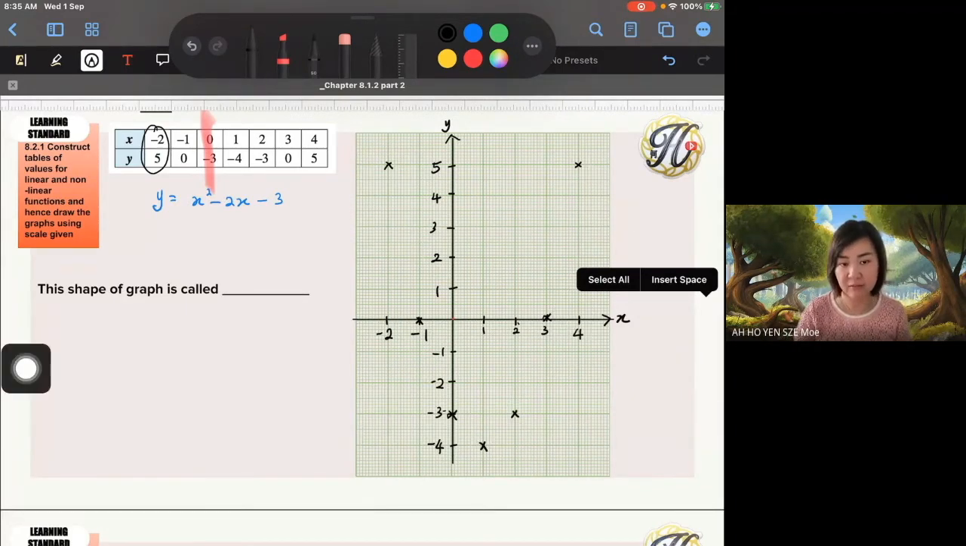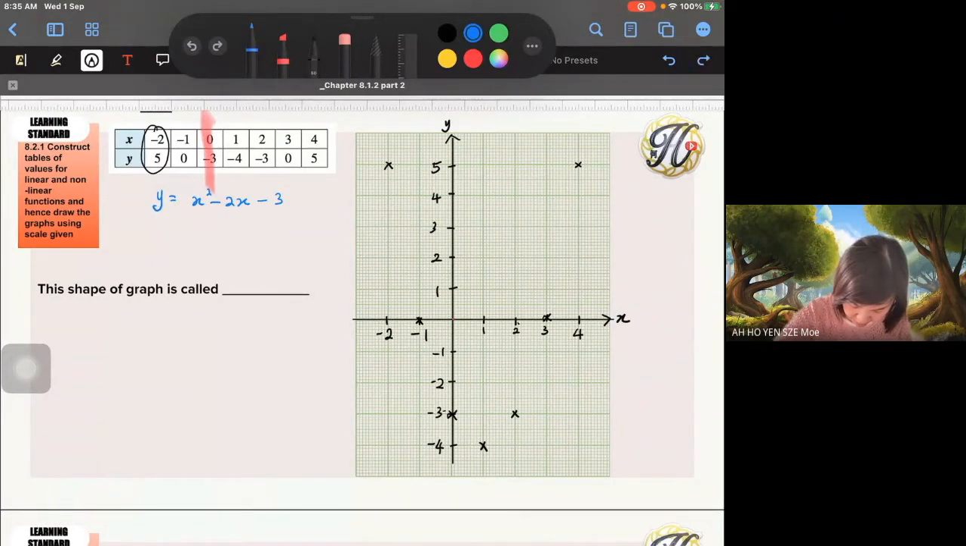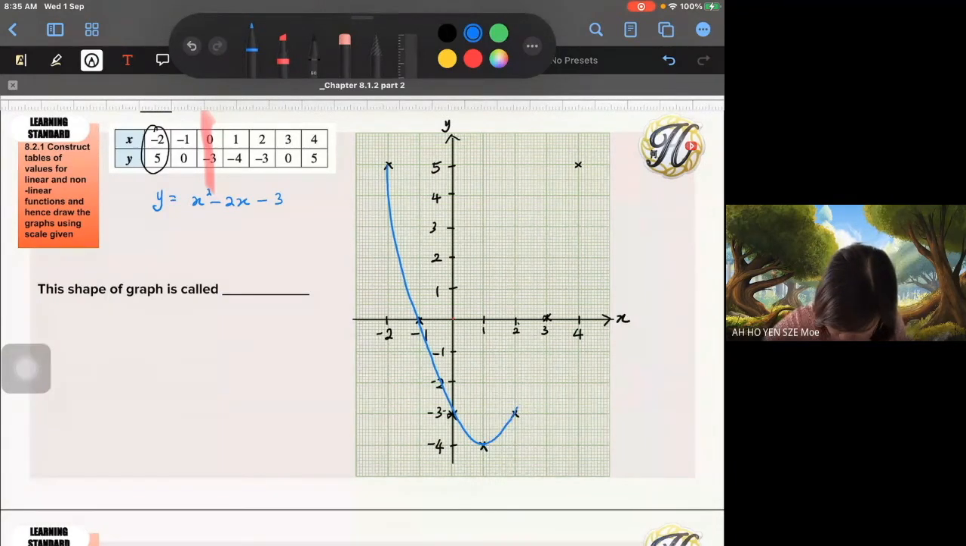Since just now I mentioned, if you cannot draw a smooth curve, you can use the flexible ruler. So this one you have to join up all the points. I try to use a different color. Okay, this one. This is the minimum point, and you have to join all the points.